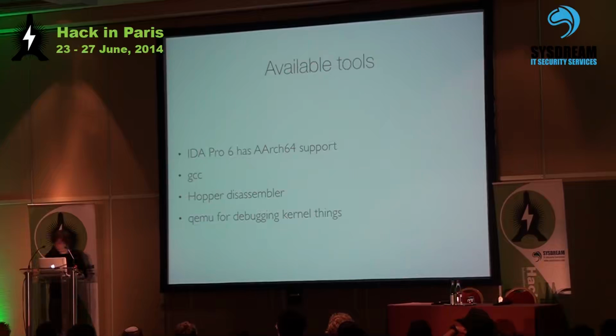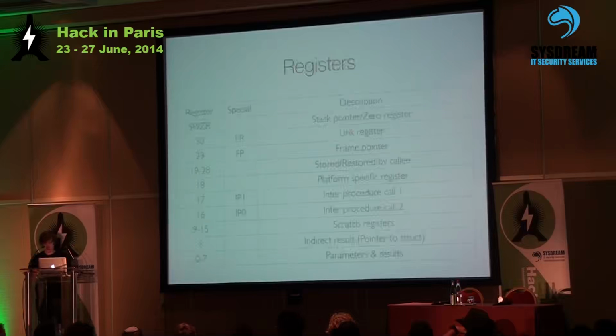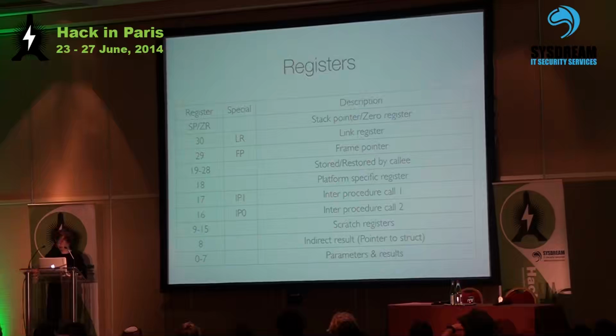Alrighty, so let's talk about the architecture. If you've ever worked with normal ARM processors, you will know that you had like 16 registers, some of which were banked between the different interrupt levels and so on. And now you actually have 30 general purpose registers and also a 31st register, which is either the stack pointer or a zero register, depending on your context.